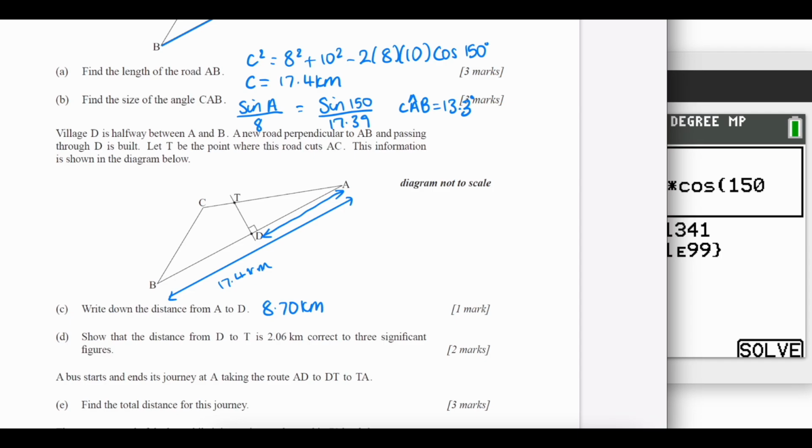And then part D, we have to show that the distance from D to T, so D to T, which is this distance here, is 2.06.